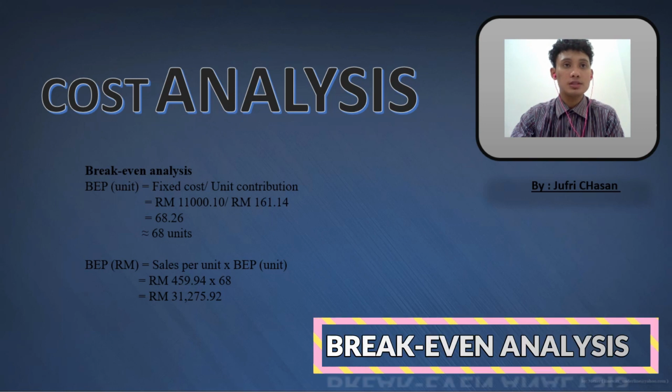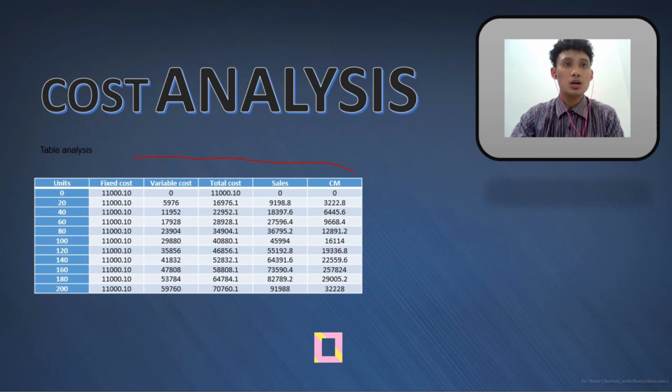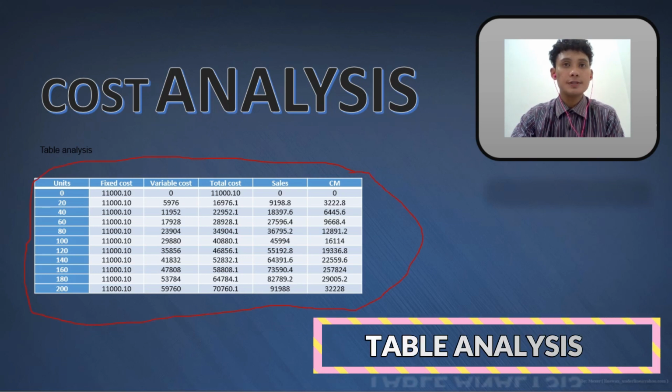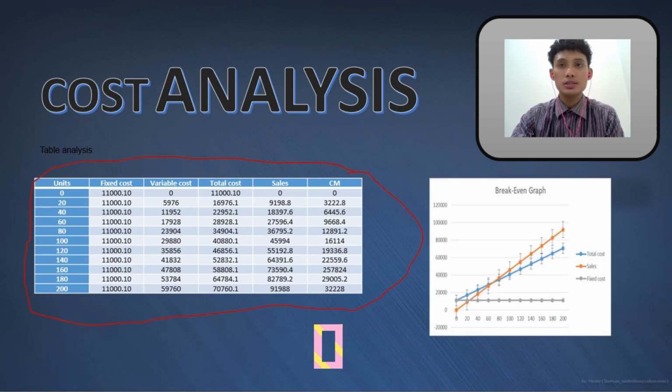Okay, this is a break-even analysis. We get 68 units. This is our table analysis. All right, and this is a break-even graph. Then this point we call the break-even point.